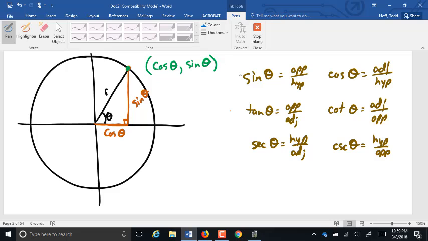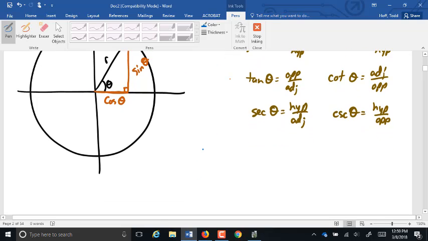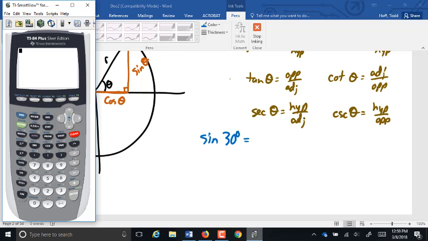One of them is to calculate the value of a trig function for an angle using your calculator. So if I give you the angle 30 degrees, and I ask you to find the sine of that angle, on your calculator, for the models that most of you have, you're just going to hit the sine key and type in 30. Hit equals, you should get 0.5.